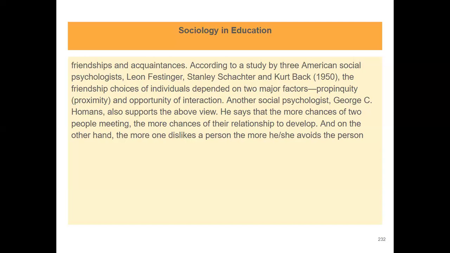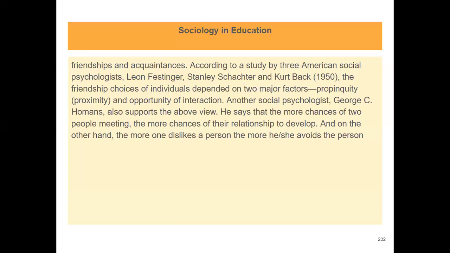two major factors. Now, peer group means friendship. They make friendships depending on two major factors, that is propinquity. Propinquity means proximity, closeness, and the opportunity of interaction. See whether these are correct for your friendships. If you have close proximity or your friends are close by, you are more likely to have friendships. And if you have more opportunities to interact with each other, you are likely to have friendships. See whether these are correct with your relationship with your friends.